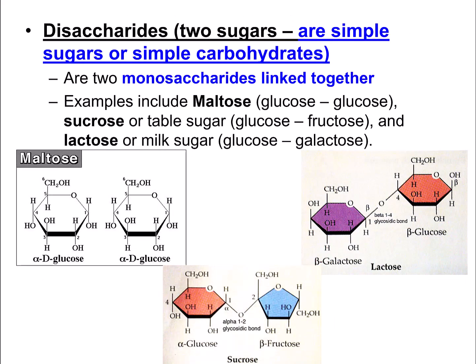Disaccharides are 2 monosaccharides that are hooked together, and oftentimes these can also be classified as simple sugars and simple carbohydrates. Examples, you want to make sure you know these examples of disaccharides. We have maltose, sucrose, and lactose. You should also know what the 2 monosaccharides that are linked together to form this disaccharide are. So maltose consists of glucose and glucose. This is maltose here. Sucrose, or table sugar, has a glucose linked to a fructose. Lactose is going to have glucose linked to galactose, and lactose is known as milk sugar. Now, common to all of these disaccharides is glucose. It's just hooked to a different molecule.